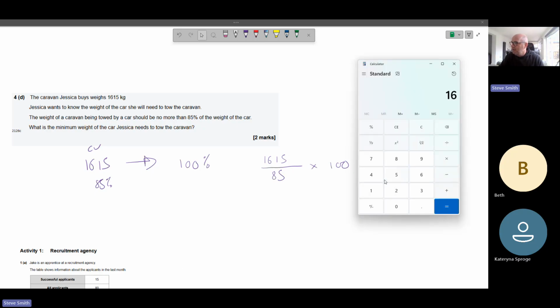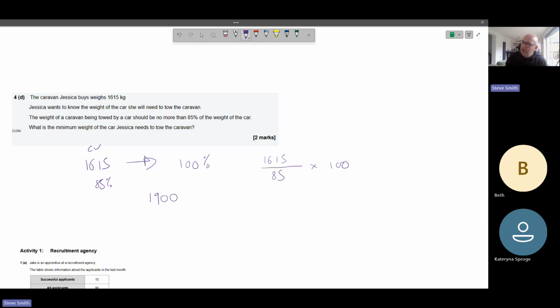So we've got 1,615. The weight of the caravan is not allowed to be more than 85%. So that 85% divided by 85 equals our 1% number. When we've got 1%, we times it by 100 to get 100%. We times it by 90 to get 90%. So once you've got your 1% number, you can work out the 2% number, the 3% number, because you just times it by what percentage you want. We want the 100% number, so we times it by 100. So she can have a car that must weigh a minimum of 1,900 kilograms. That's the minimum weight. It doesn't ask you what weight of car she bought. It just asks you what's the minimum. That's it. Done.